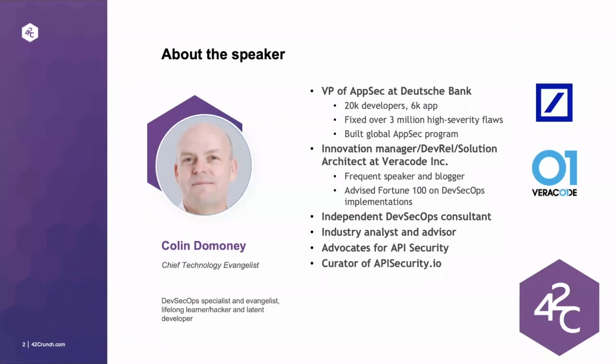So a little bit about myself, for people who aren't familiar with me, my name's Colin Domeny. I'm the Chief Technology Evangelist here at 42 Crunch. I've got a background in doing DevSecOps and AppSec for many, many years. I get to talk about API security, and I also curate the API-security.io newsletter, which we believe is one of the top resources for learning about API security.